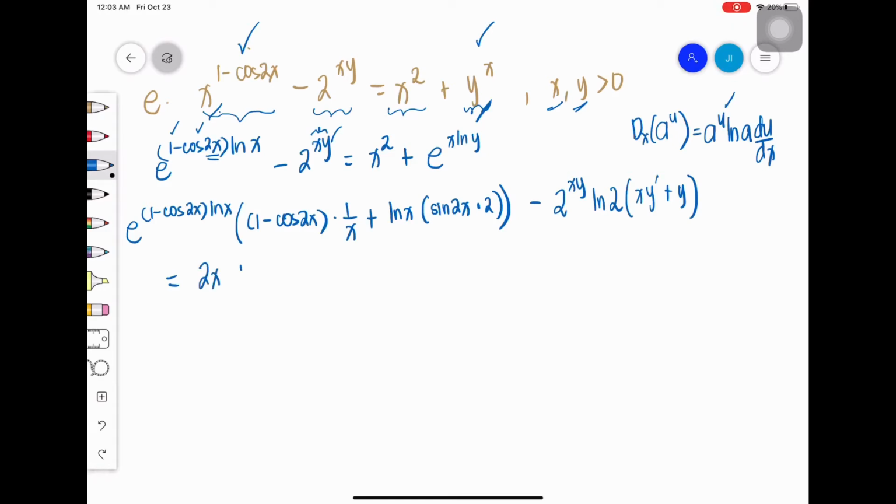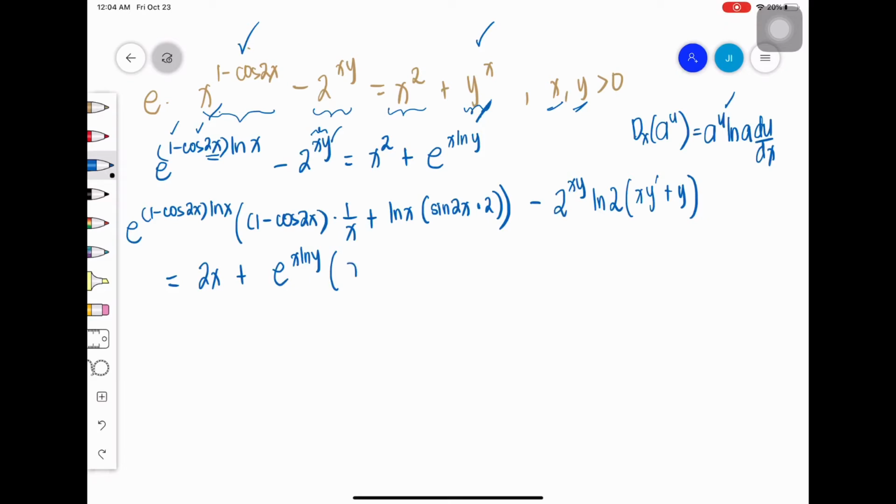Tama? But for the second term, its derivative is itself, multiplied to the derivative of the power. The derivative of e raised to u is e raised to u times, by chain rule, the derivative of the power, the function of x in the power. Tama? So we have here again a product rule.